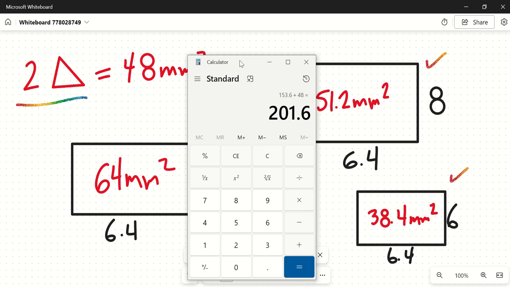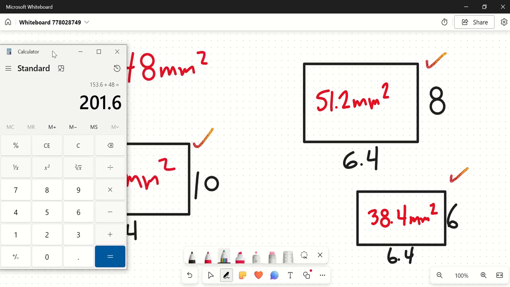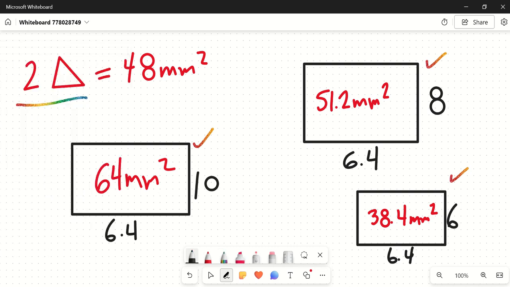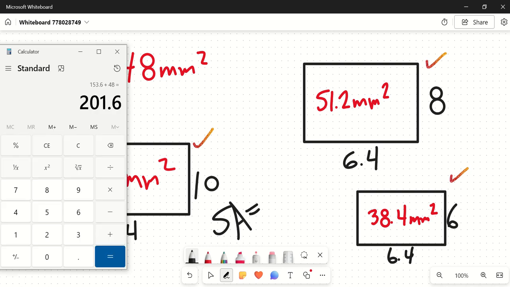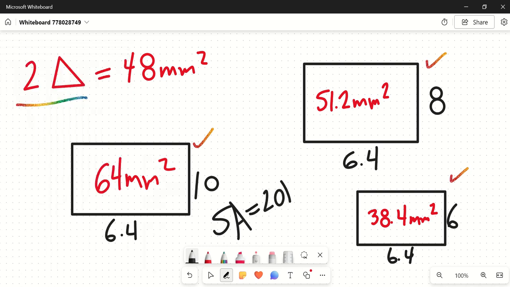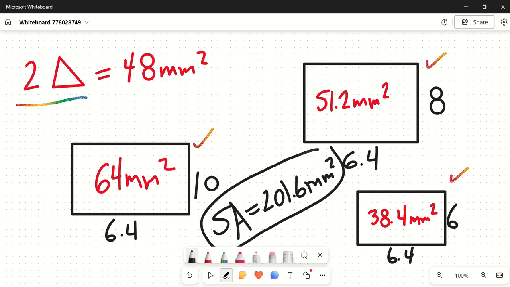Okay. Ladies and gentlemen, my answer should look like this. I'll wait. Surface area, SA, equals 201.6. Ladies and gentlemen, help me out. Millimeters squared. Okay, that is how my answer should look.